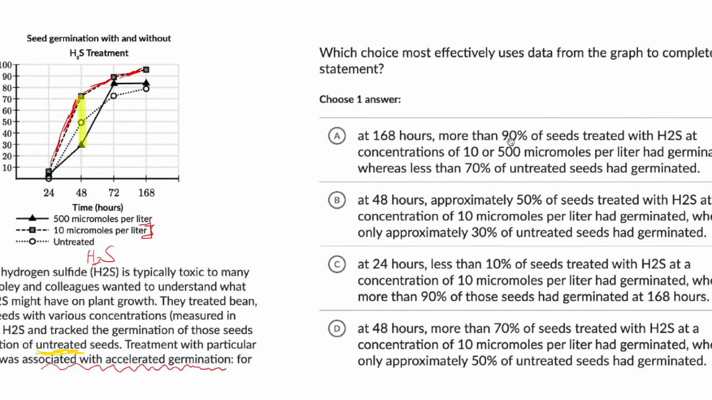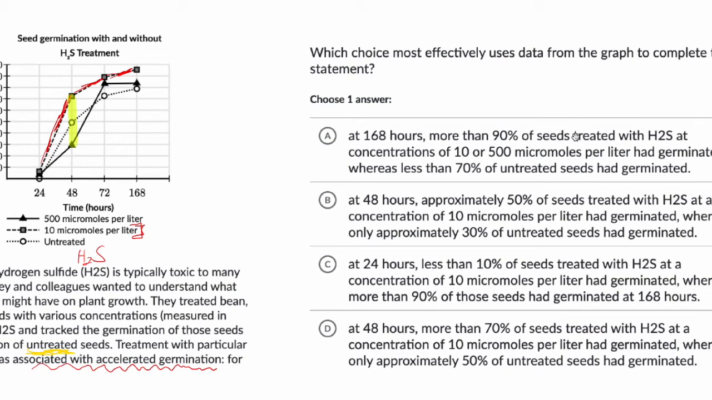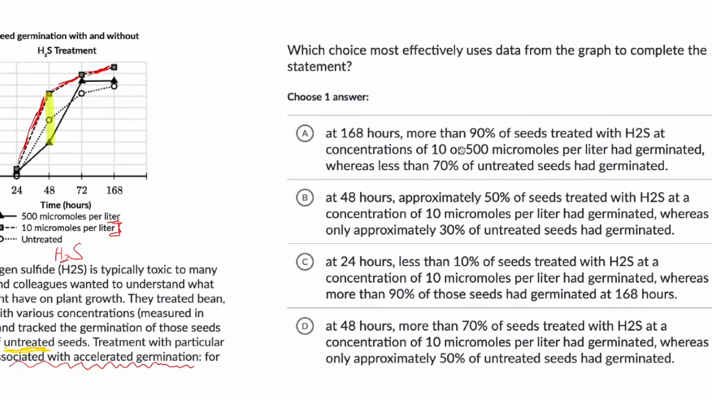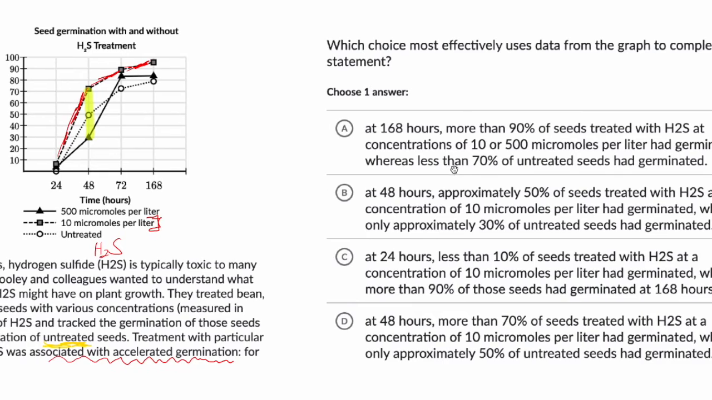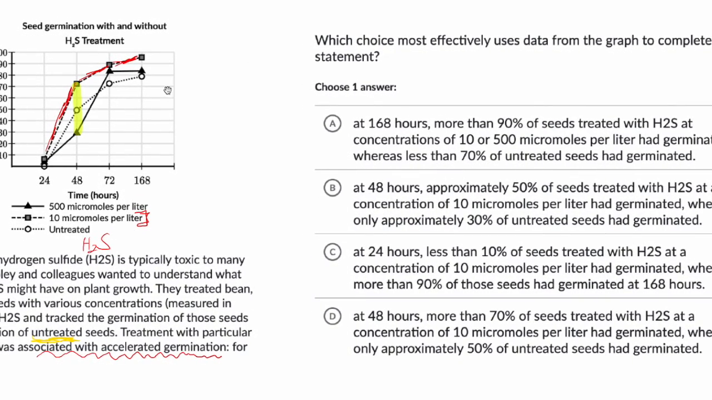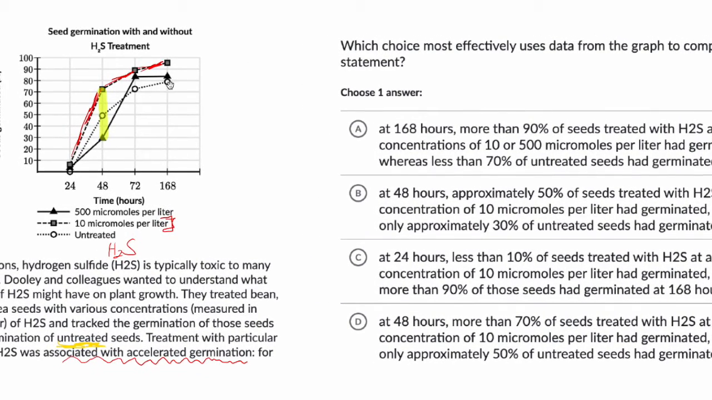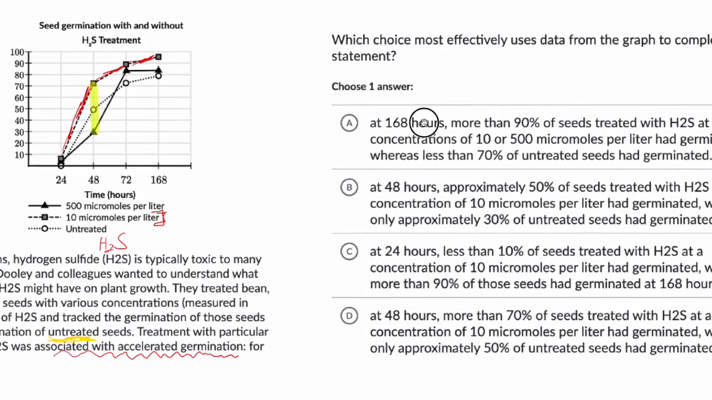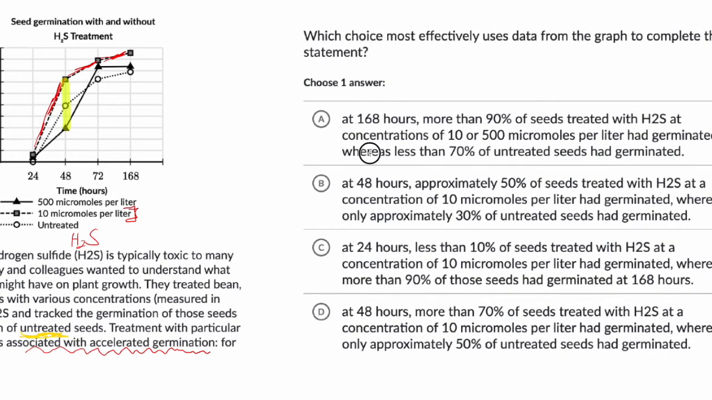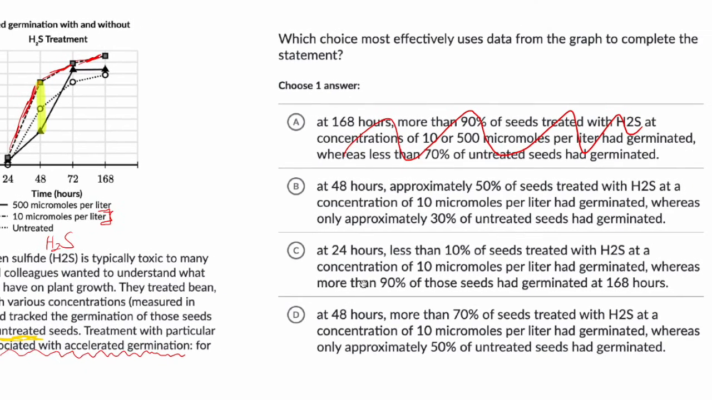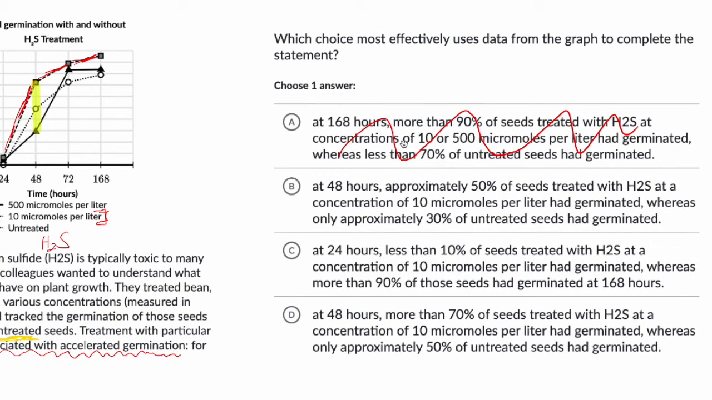well, the first part of it is accurate. More than 90% of seeds had germinated, but the second part is not. Less than 70% of untreated seeds had germinated, and nope, it's close to 80%. So it's definitely not less than 70%. So that was close, but again, I don't think that would have been the best choice for them to create as a correct answer, because again, that difference isn't as pronounced up here as it is over there.